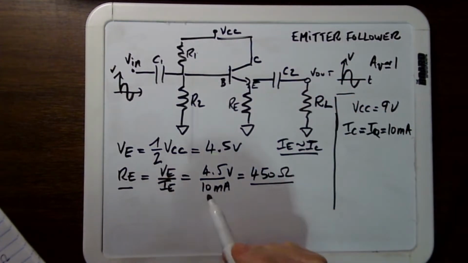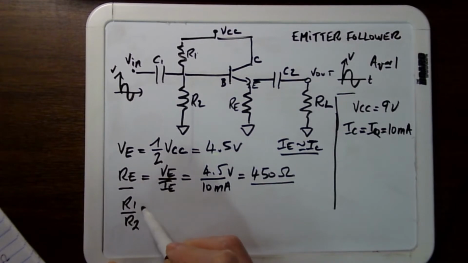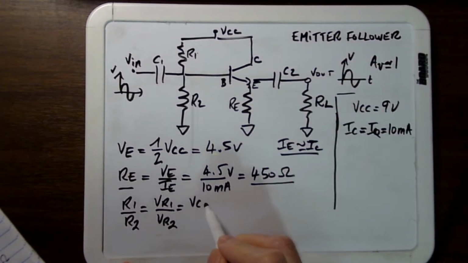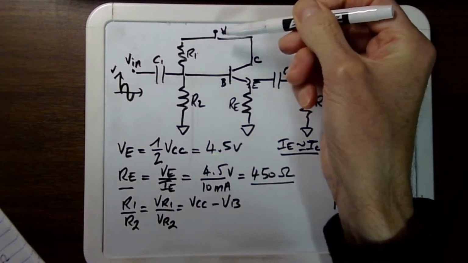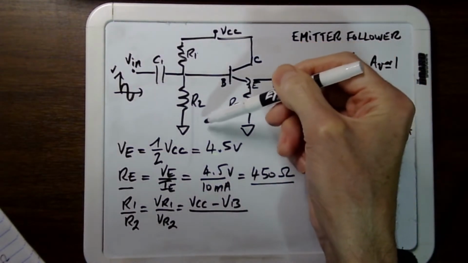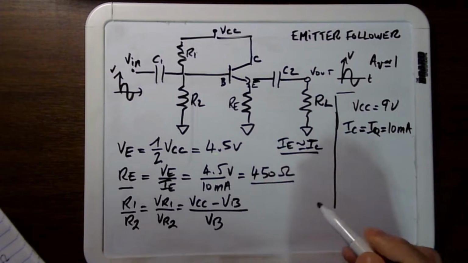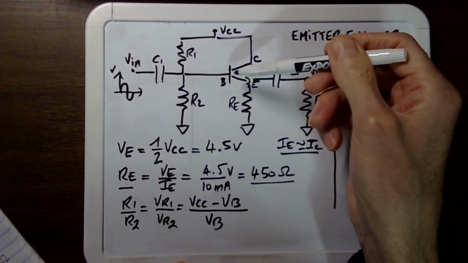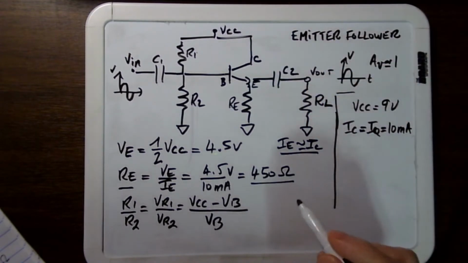That's relatively easy. You can compute the ratio for sure. So R1 over R2, by definition, is VR1 over VR2. And let's look at VR1. So VR1 is VCC minus VB. And VR2 is VB minus ground, so it's just VB. So what is VB? VB is VE plus 0.6 volts.